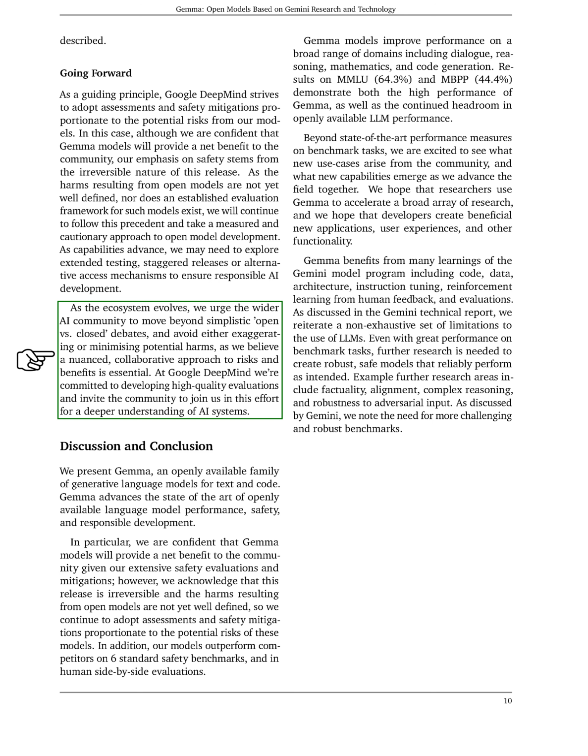We encourage the broader AI community to move past simple debates of open versus closed, and to not downplay or exaggerate potential risks. We advocate for a collaborative and nuanced approach to understanding the risks and benefits involved. At Google DeepMind, we are dedicated to creating thorough evaluations and welcome the community to join us in enhancing our comprehension of AI systems.